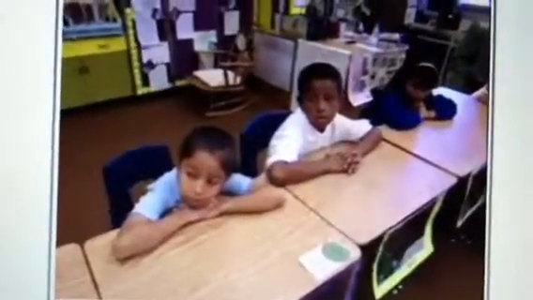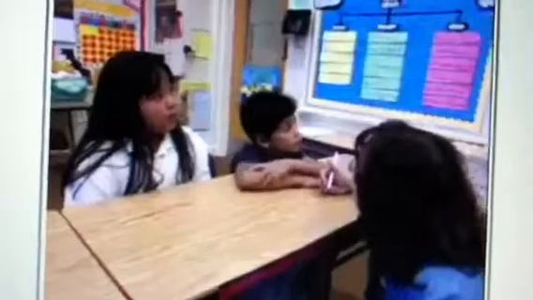What makes a triangle a triangle? Talk with your shoulder partner. It has 3 sides and 3 corners. Okay, how many corners does the triangle have? 3 corners. How many sides does it have?